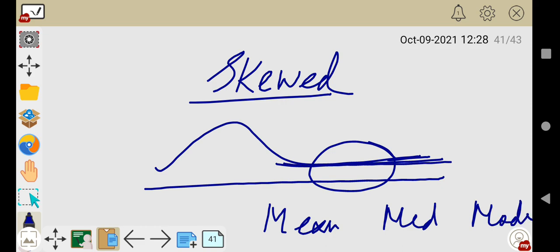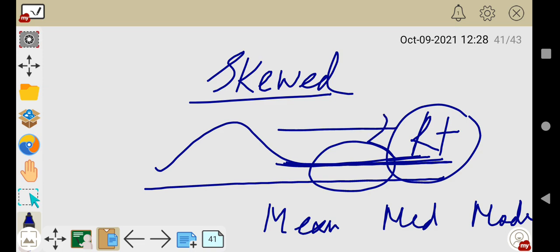Always follow the tail. So the tail is on your right side, so it is right skewed. It's clear. The tail is on the right side, correct? On your right hand side, no? So it is right skewed. So all the arrows will follow to the right.